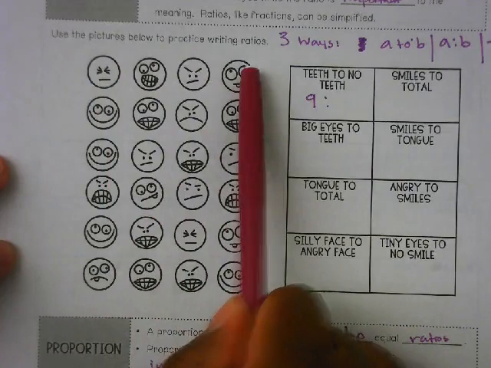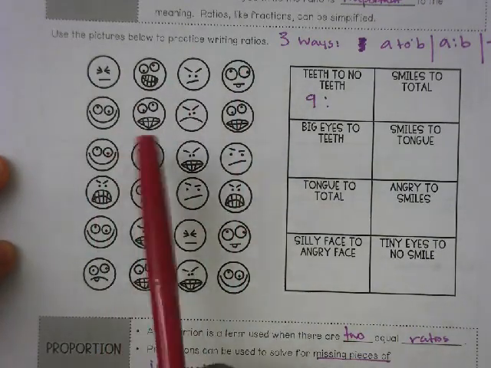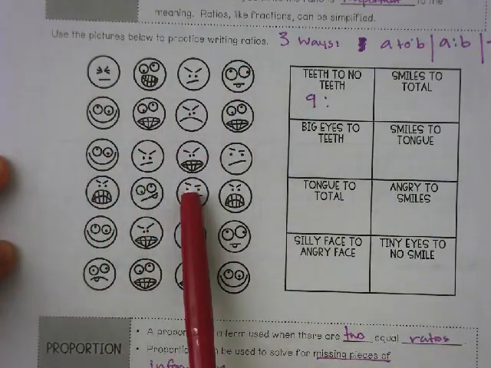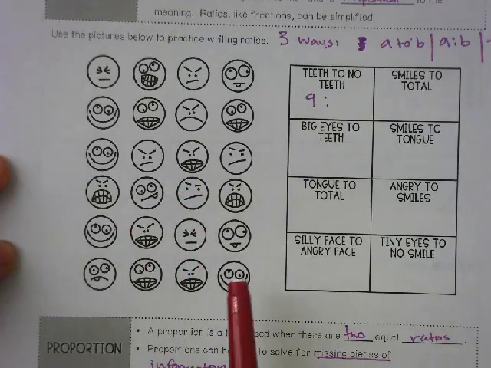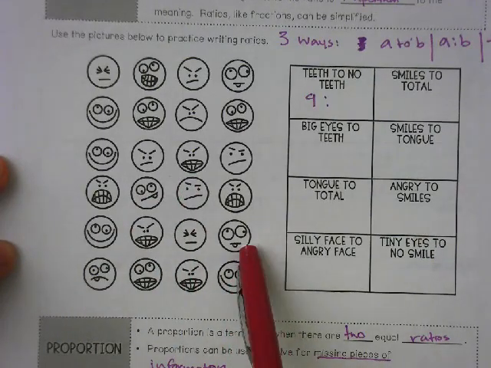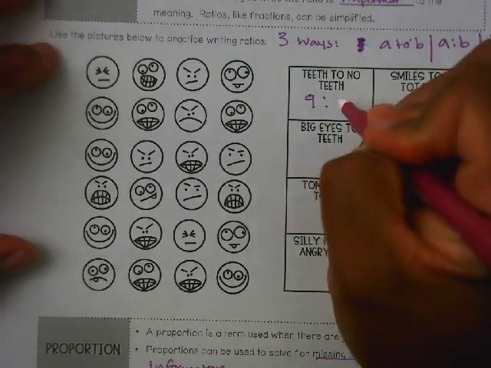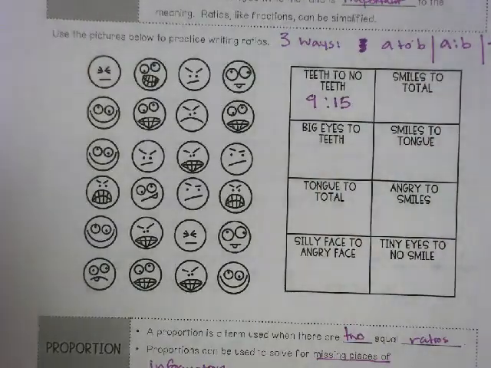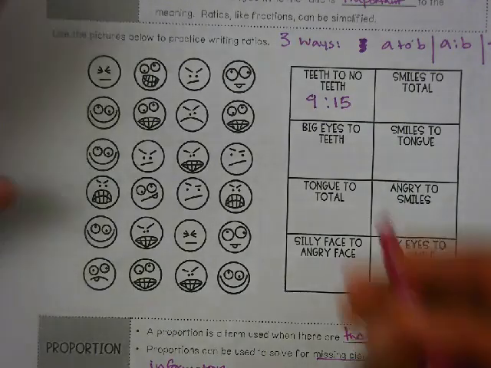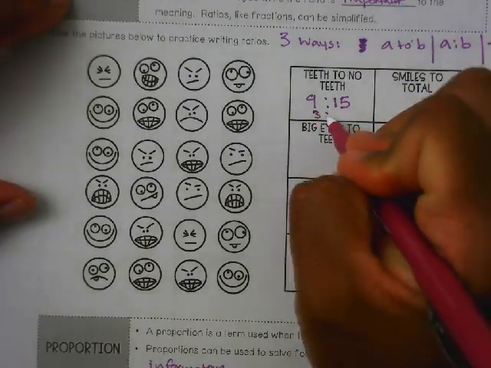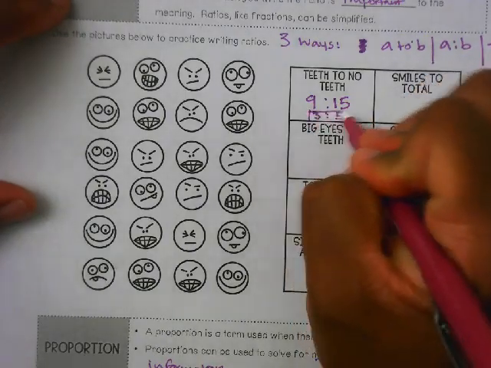1, 2, 3, 4, 5, 6, 7, 8, 9, 10, 11, 12, 13, 14. Did I count this one? It should be 15. So 9 to 15. Now my question is, can we simplify 9 to 15? Yes, you can, by 3. 3 goes into 9 three times, 3 goes into 15 five times. So it'll be 3 to 5.